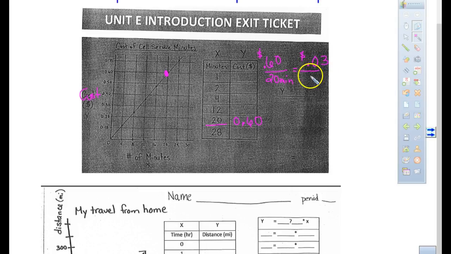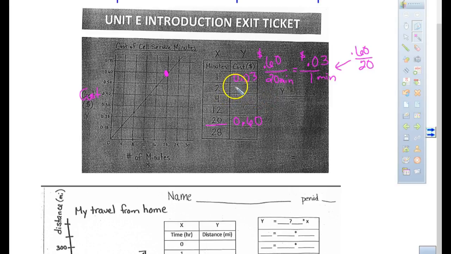0.03 per 1 minute. How did we get that? We took 60 cents and divided it by 20, right? That's how we get 3 cents a minute. So could I now fill in the cost of 1? Yeah. Put it in. 0.03.